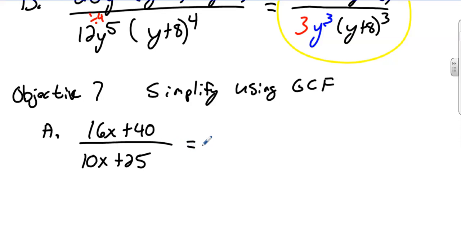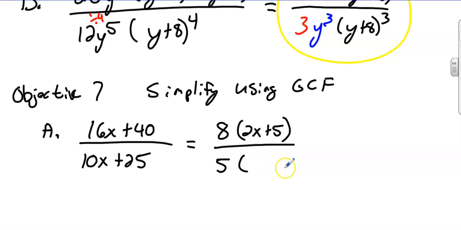Okay, numerator, 16 and 40. Just go through the numbers. It's even, so we know we can do 2, you can do 4, but 8 is the biggest factor you can take out. So that would leave you with 2x plus 5. Denominator, 10 and 25, that's 5. So that would also leave you with a 2x plus 5.